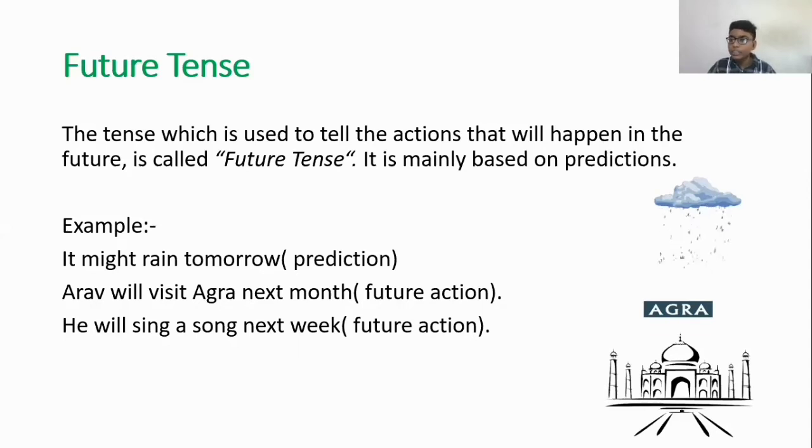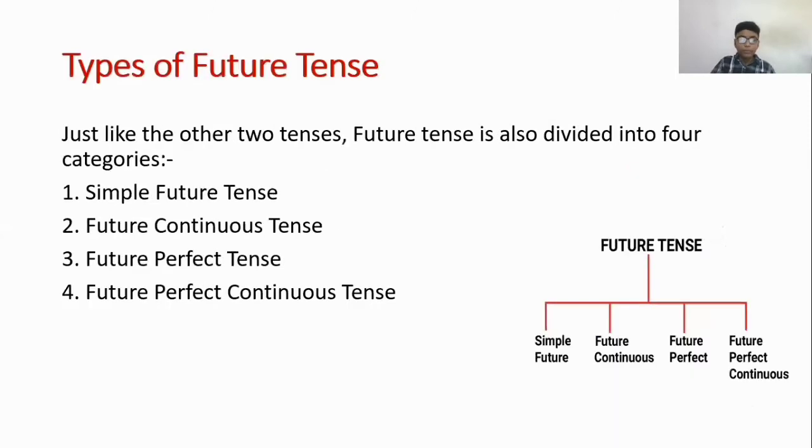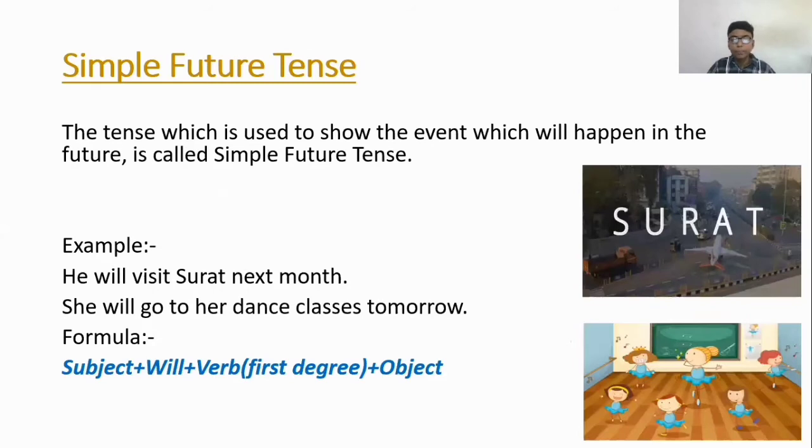But if any kind of incident happens that will not let him visit Agra, then in that case we can call it a prediction. Arav will visit Agra next month. He will sing a song next week. All these verbs, all these actions are talking about things which will happen in the future, not in the present, not in the past, but in the future. Just like every tense, this tense also has four categories: simple future tense, future continuous tense, future perfect tense, future perfect continuous tense.